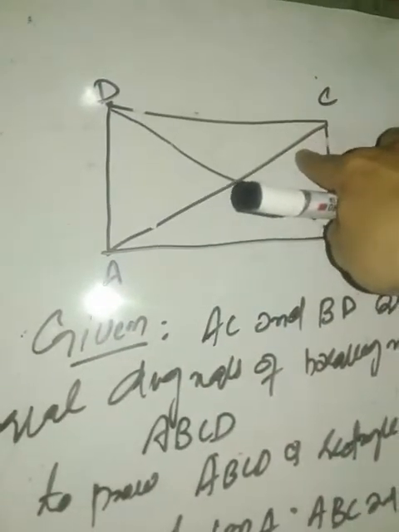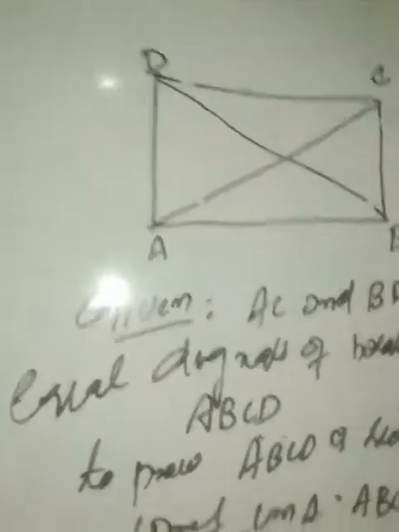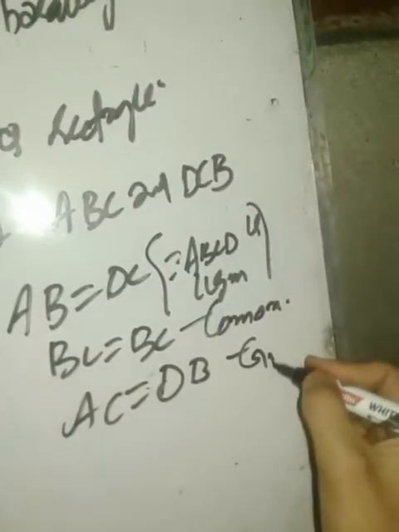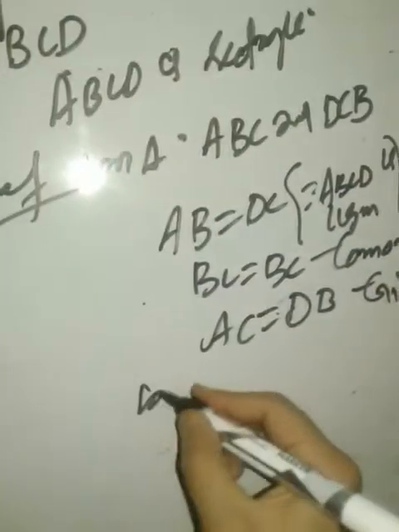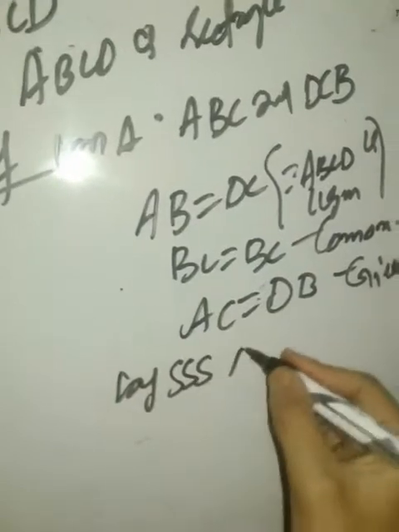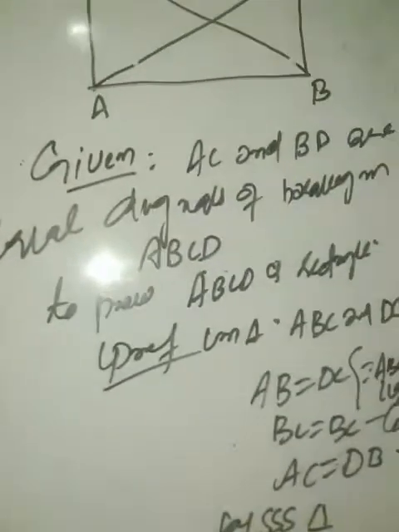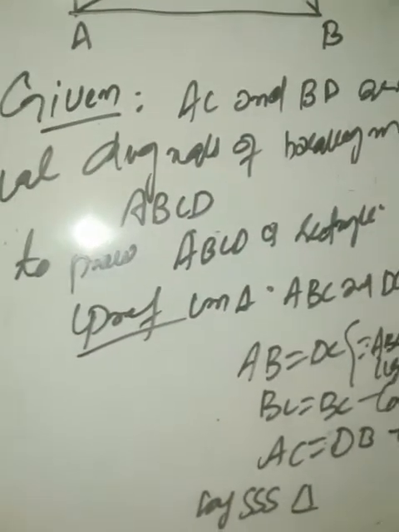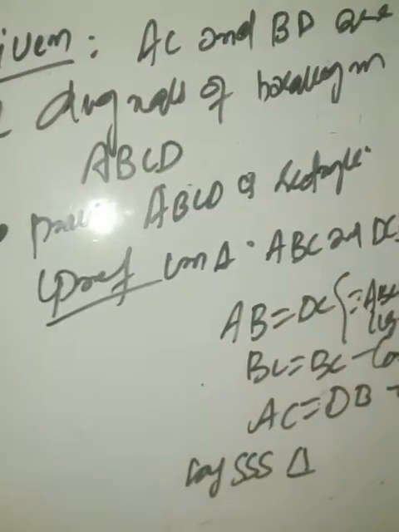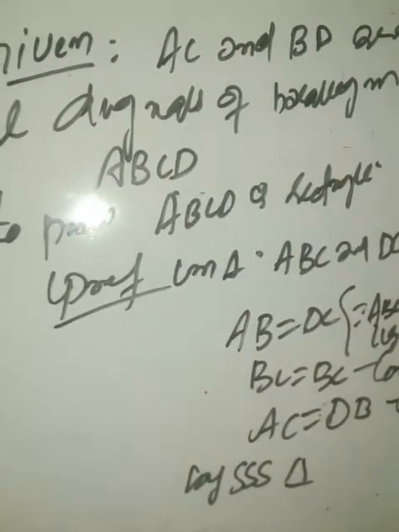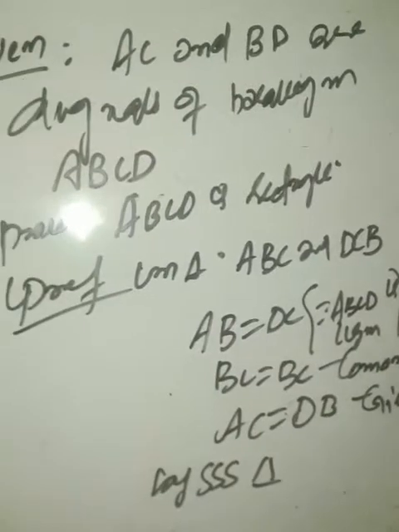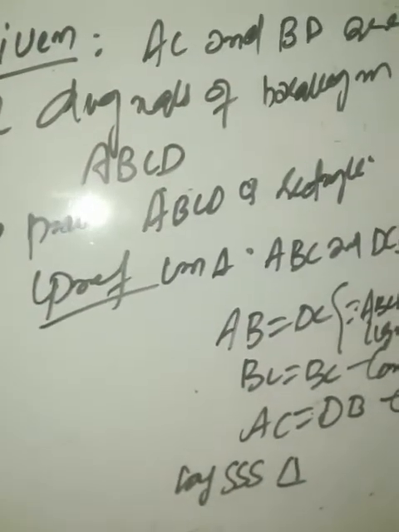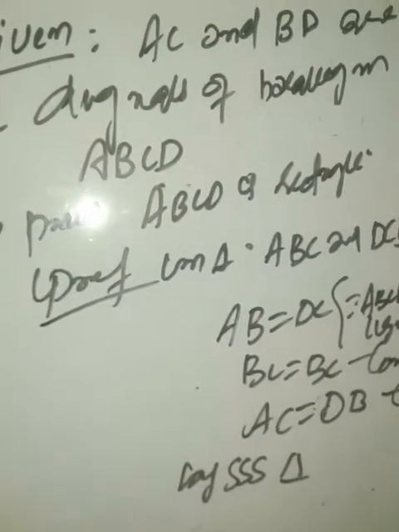AC equals BD, these are the diagonals, but it is given that these are the equal diagonals, so by SSS the triangles are congruent. Look again, recall the concept of congruence. It is a very, very important concept. You will have to take the help of this congruence in your next classes also. This is very important.